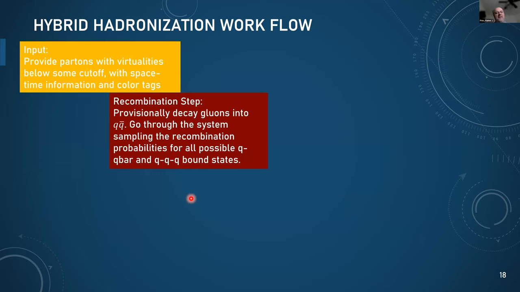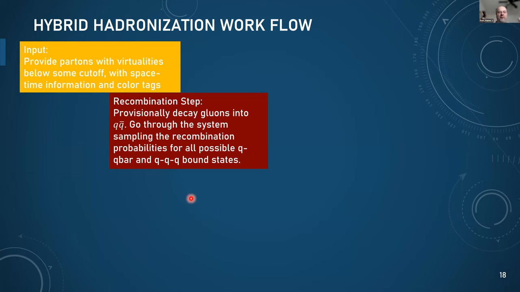The next thing is the recombination step. Now we have all the partons, and you go through the list and form all the possible q q-bar pairs, the meson candidates, and all the candidates for baryons and antibaryons. You just compute the probability for them to recombine. For most of them, those will be very small numbers.